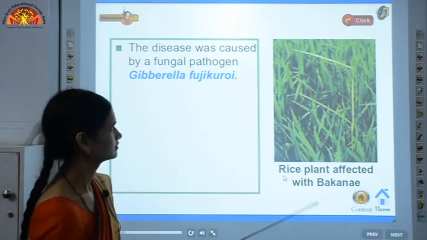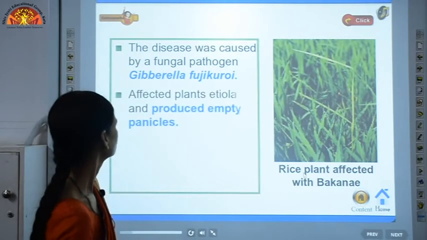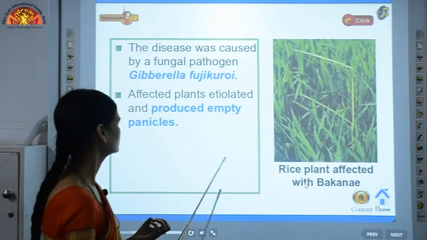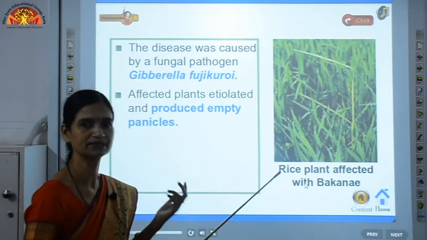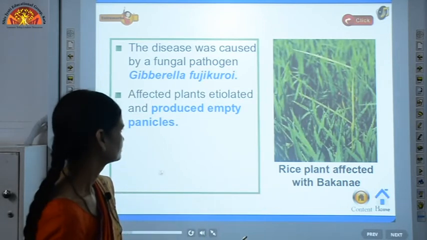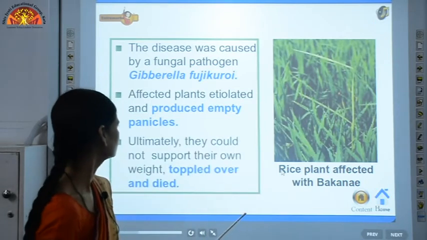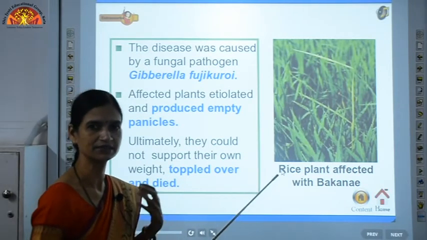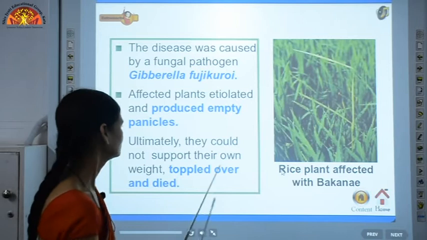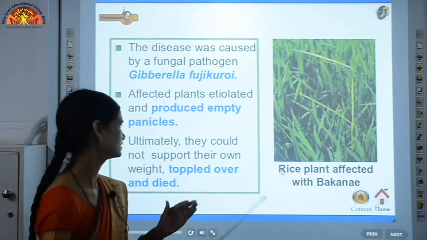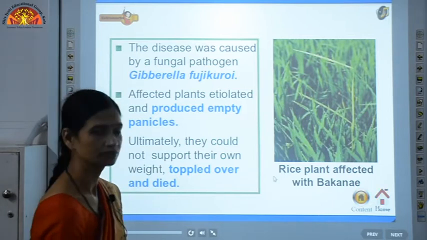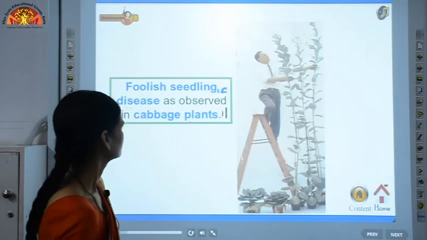This is the figure of the picture of the plant. Affected plants etiolated, that means they grow in height but they produced empty panicles, means they do not have seeds. So what happened due to that? They could not support their own weight. जो plants थे वो अपना weight भी bear करने में incapable थे and they just bent down. They toppled over and died. So they could not survive due to their long height.